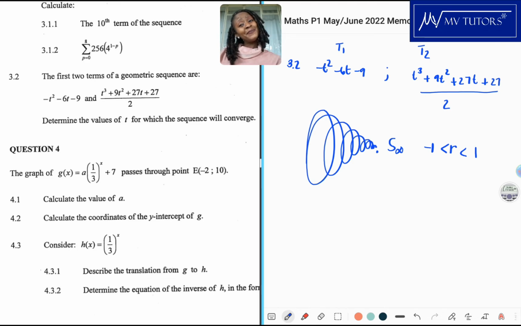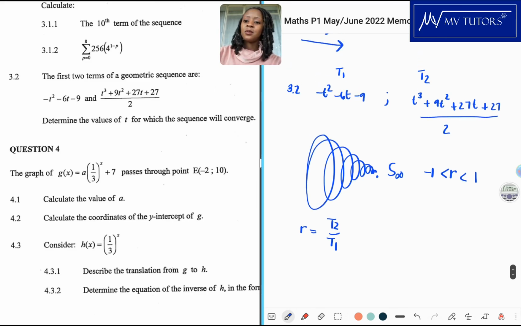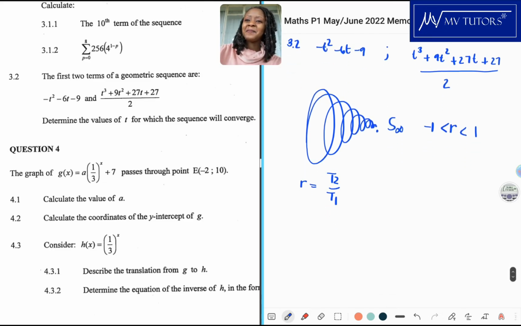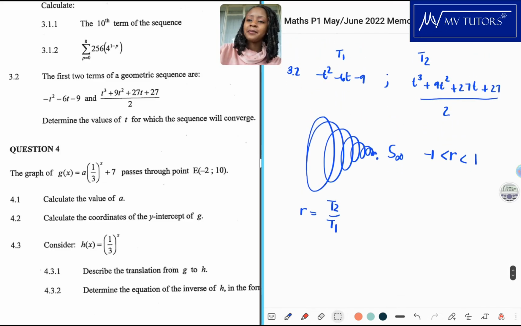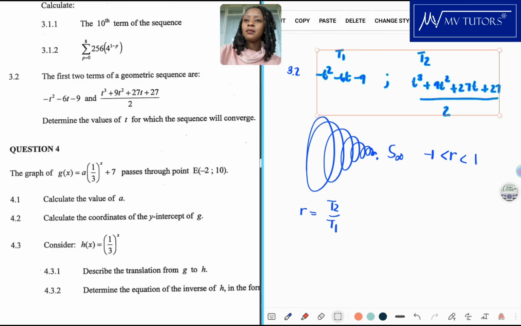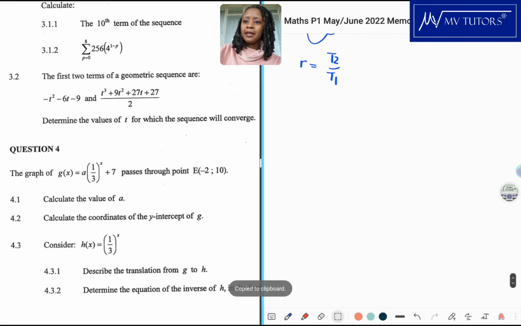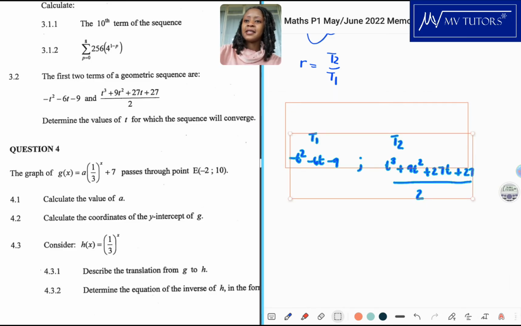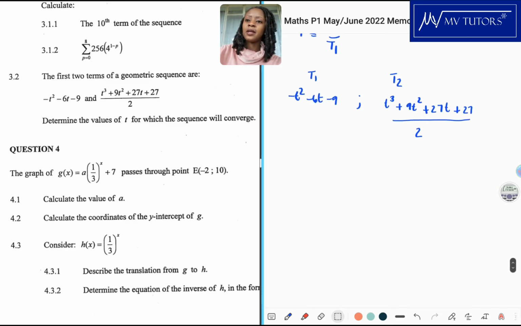So now we need to get r. And we know that r is basically t2 over t1. And we're going to have to do some algebra. So let's start with t1. I'm just going to copy it over. And let's try to simplify t1.